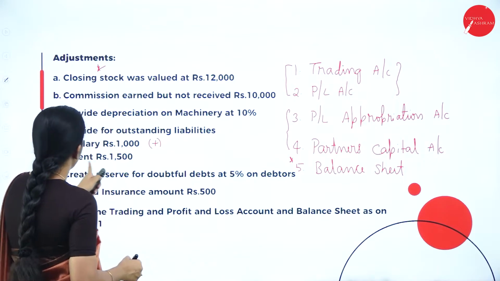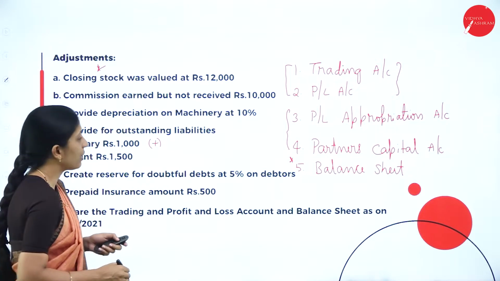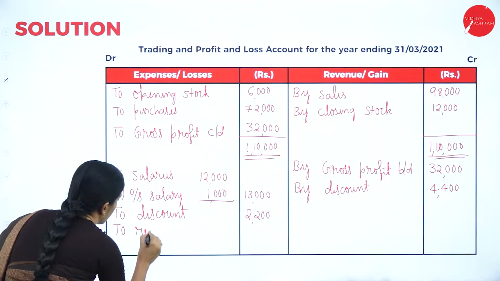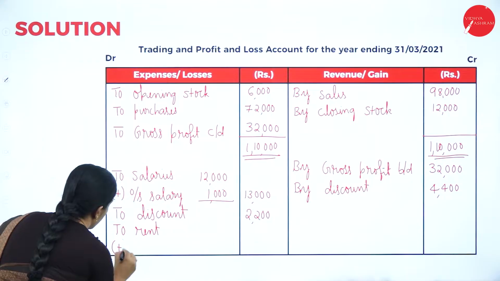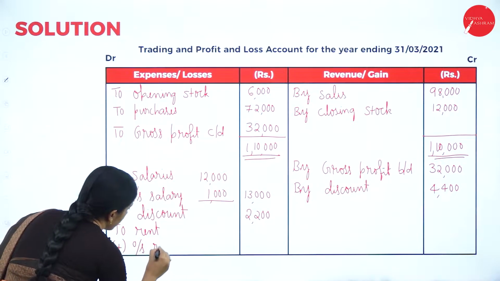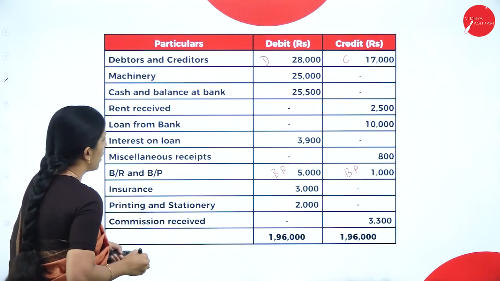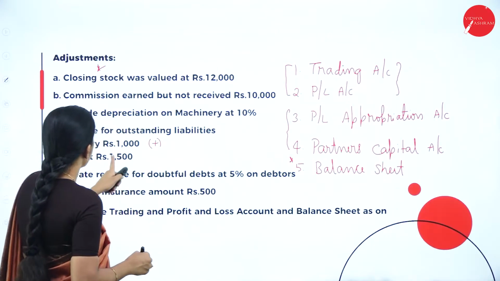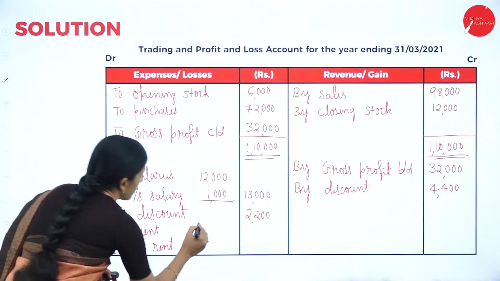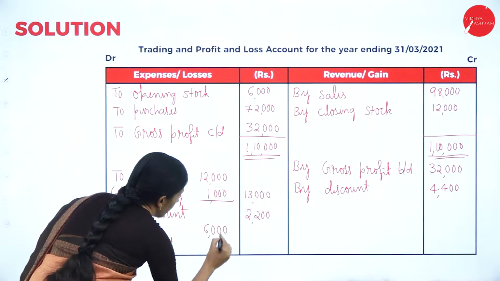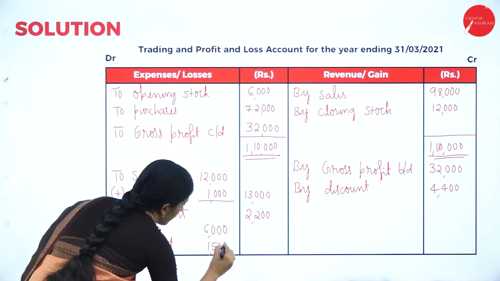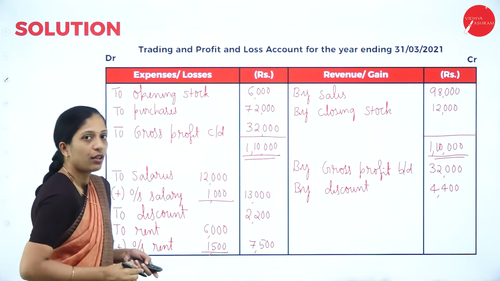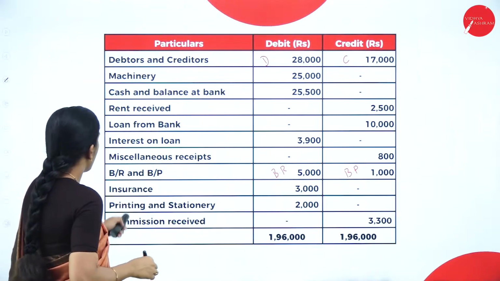Next one, after discount, salaries is done, rent 6,000. Let us see any adjustment on rent. Yes, outstanding 1,500. So, to rent, add outstanding rent. So, rent amount is 6,000 plus 1,500. So, this will be 7,500. Hope you are getting how to record.